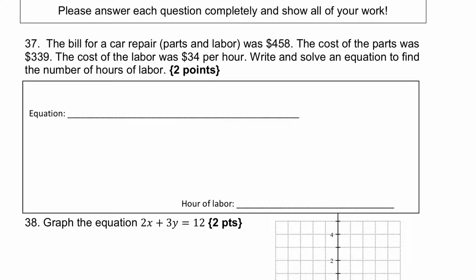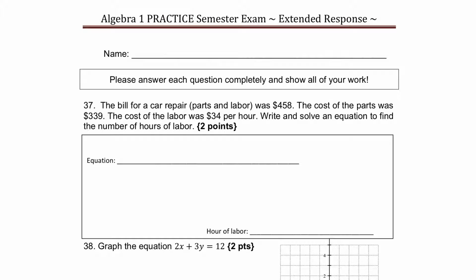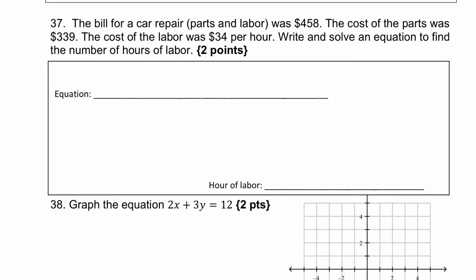All right, 37. We're on the extended response here. It says the bill for a car repair, parts and labor, was $458. The cost of the parts was $339. The cost of the labor was $34 per hour, which is not unreasonable for a mechanic. It's actually probably a pretty good price. Write and solve an equation to find the number of hours of labor.